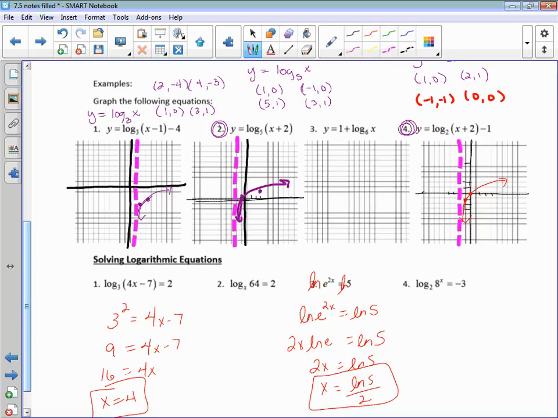Homework, guys. I don't have an assignment sheet right in front of me, so do what's on there unless it's an exponential growth or decay word problem, then obviously don't do those yet. The answer to number 4, -1.